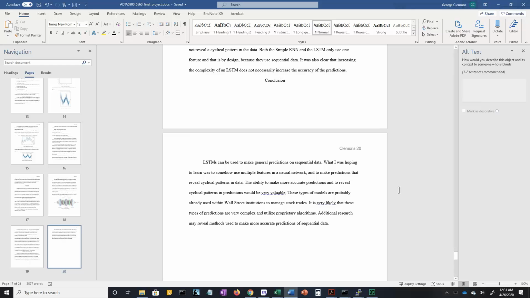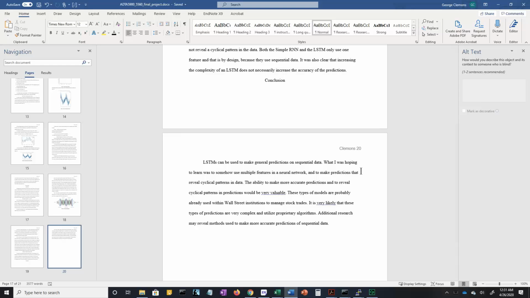My conclusion is that LSTMs can be used to make general predictions on sequential data. What I was hoping to learn was to somehow use multiple features in a neural network and to make predictions that reveal cyclical patterns in data. The ability to make more accurate predictions and to reveal cyclical patterns in predictions would be very valuable.